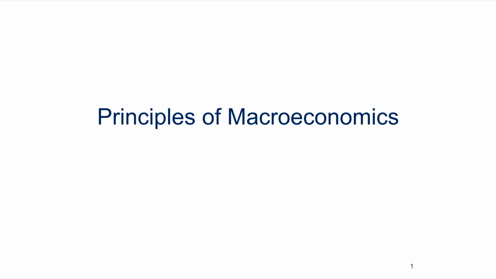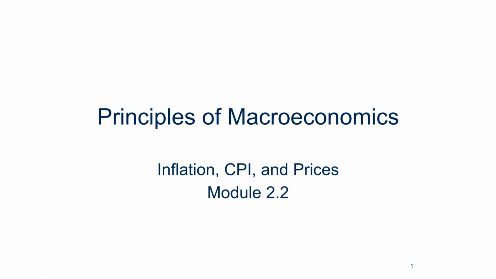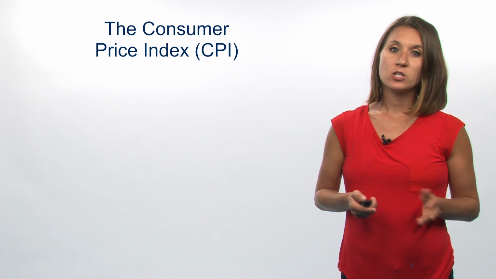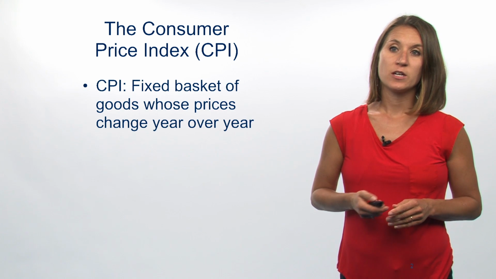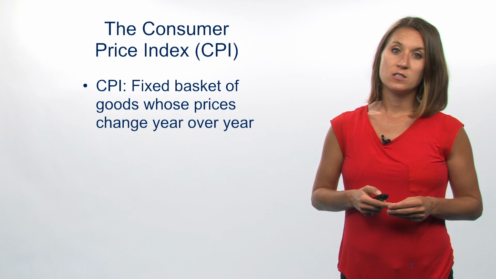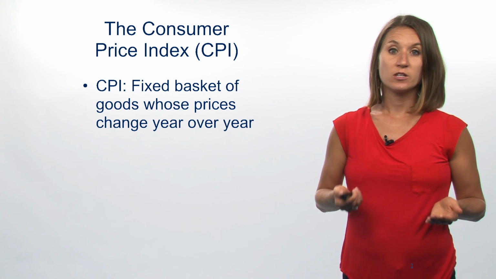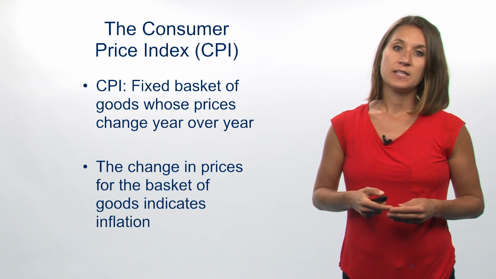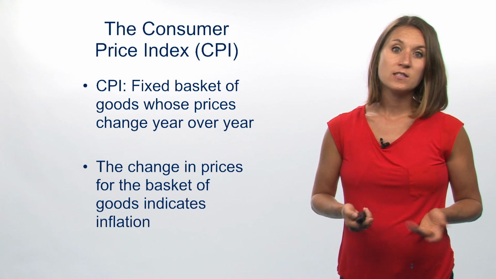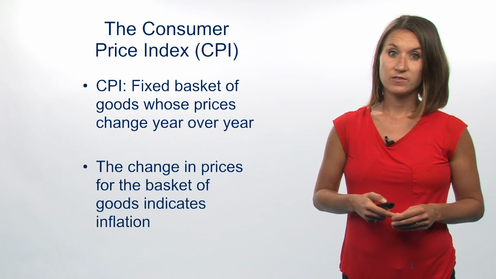This is Module 2.2, and today we'll be discussing inflation, the Consumer Price Index, and how we think about prices in general in the economy. So to start off with, when we think about the Consumer Price Index, or what we call the CPI, what this is measuring is a fixed basket of goods whose prices change year over year. The change in the price of the basket, or the cost of the basket, is going to reflect inflation.